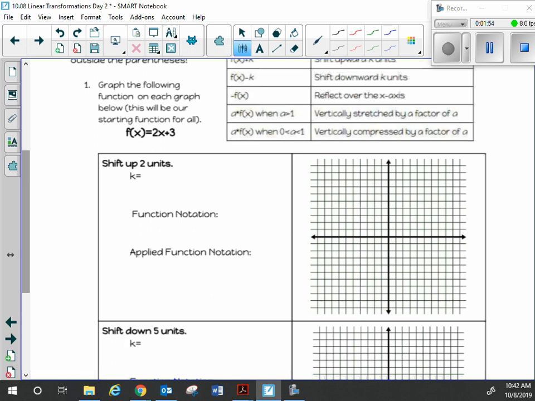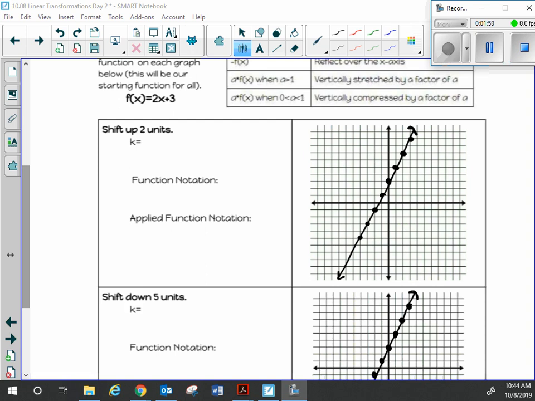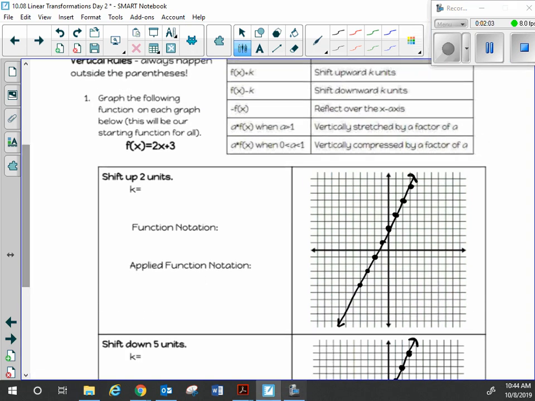So first thing we're going to do on these first two graphs, graph 2x plus 3. Okay? So here's our baseline, 2x plus 3. I'm going to shift up 2 units first. Now we did shifting up and down yesterday, so it's a good place for us to start with the rules. Anything that happens vertically is going to happen, we say, outside of the parentheses. And what that means is just it's happening to the entire function, not just x.